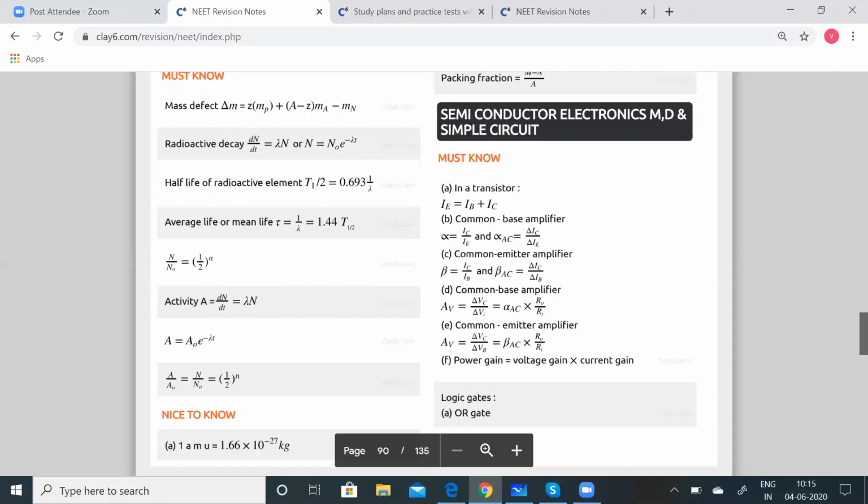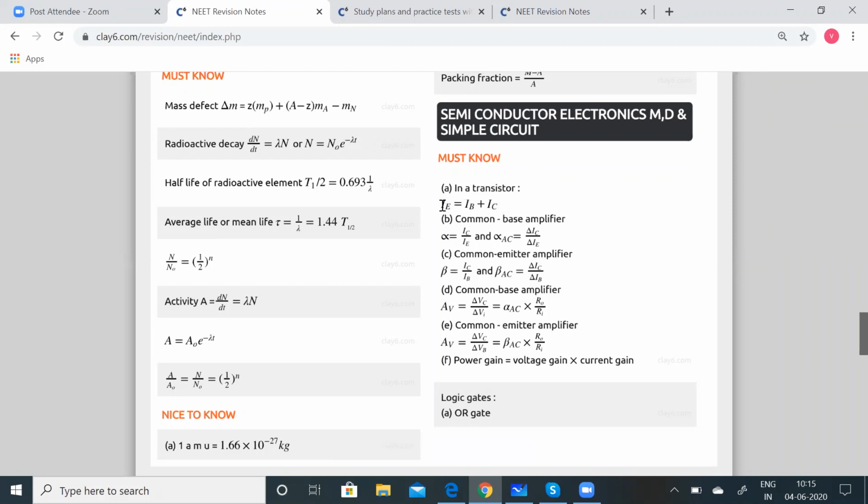That is, if IE is the emitter current, IC is the collector current, and IB is the base current, then IE is equal to IB plus IC. This is a very important thing. IE is equal to IB plus IC.